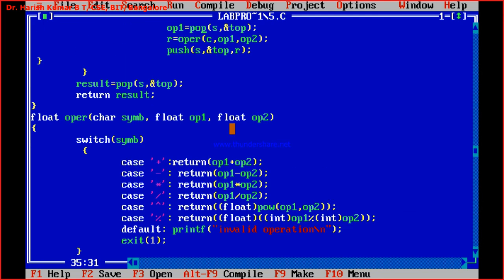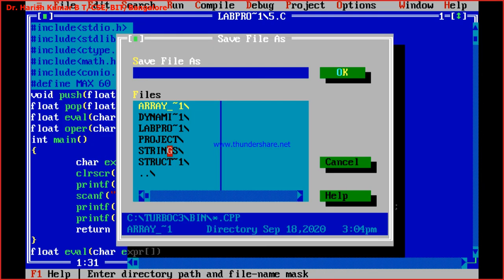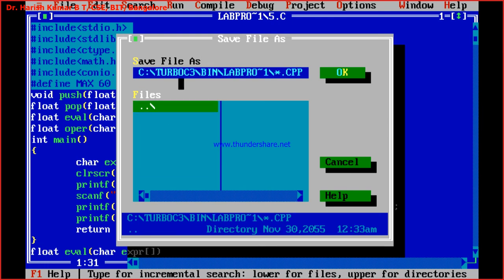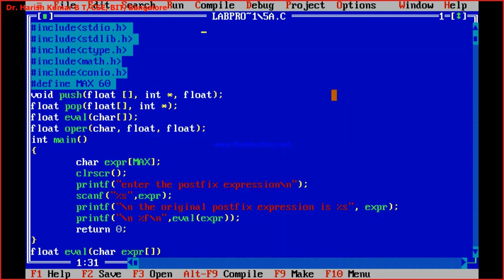A very simple logic for this. Hence, they combined these two programs into one lab program. Okay. So this is 5a.c. Save it as 5a.c. The other one we will save as 5b.c. So any doubts, you can ask me.